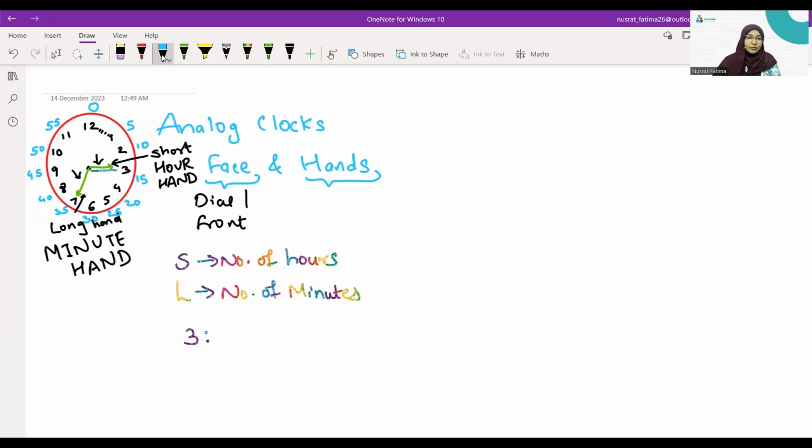Now here, if you see, the minute hand is pointing towards 7. That means 35 minutes have passed. So this is 3:35. The time here shows 3:35.